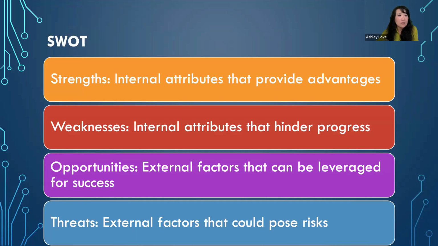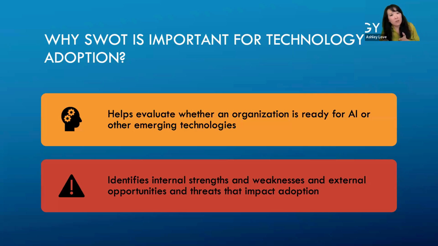So SWOT analysis. As I'm talking about these, I want you to think about the organization and the technology that you have chosen so far to integrate into your organization. So why is SWOT analysis so important, especially for tech adoption? It's going to be very important to evaluate if the organization is, for instance, ready for AI. We're talking about AI just because the example that I'm using is integrating AI into public health or other emerging technologies in your organization. You also have to identify the internal strength and weakness, as well as external opportunities and threats that impact the adoption. So you have to do both internal and external to make sure that the time is well spent and you're doing the research that you need to in order to move forward.